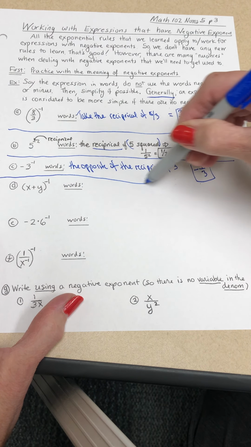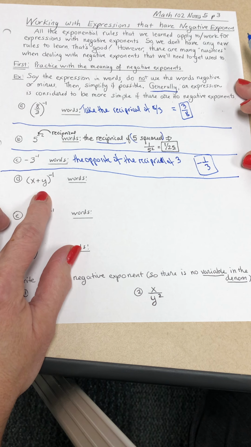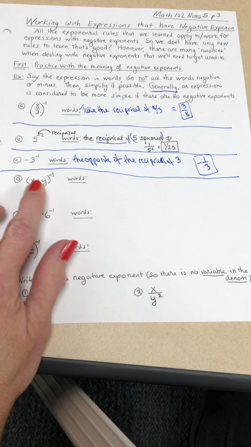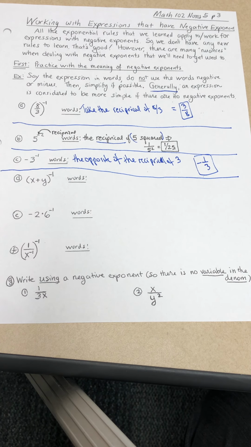Okay, take a second. Pause the video if you need to. Say this expression in words. Don't use the word negative or minus. And I'm going to have a problem like this on your assignment, so don't use the word negative or minus. Say what this is in words first, and then see if you can simplify it.